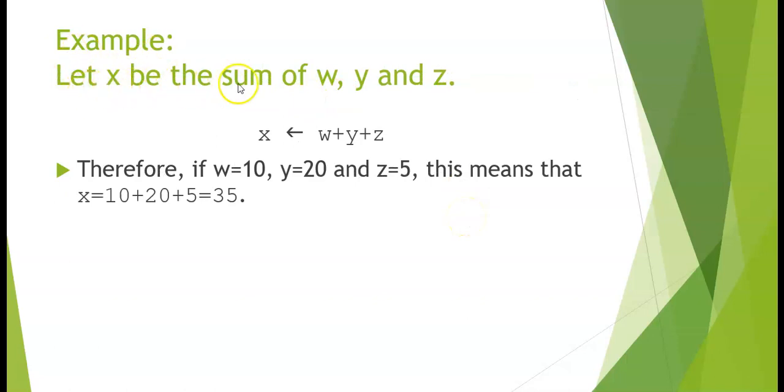Okay, so here's an example. Let x be the sum of w, y, and z. You can store sums under variables as well. So if you have a variable w, a variable y, and a variable z, you can say x is equal to, in other words this little left arrow, the sum of w, y, and z. So w plus y plus z is the total or the sum of these three variables. Therefore, if w is 10, y is 20, and z is 5, this means that x is equal to 10 plus 20 plus 5, which is 35. So that's an example of where your variable can be equal to some formula, for example, the sum of different variables.